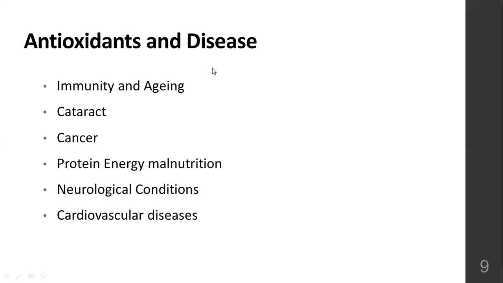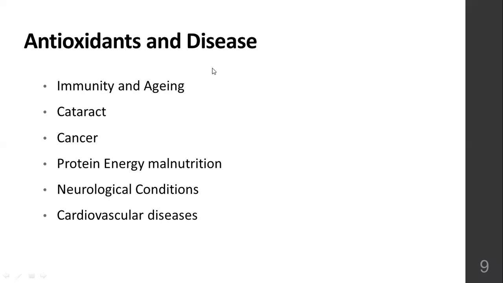So coming to antioxidants and disease, immunity and aging. That is the first function. The more antioxidants you have in your diet, or the more antioxidants your body is able to produce, your aging process slows down. Antioxidants can also help boost your immunity.